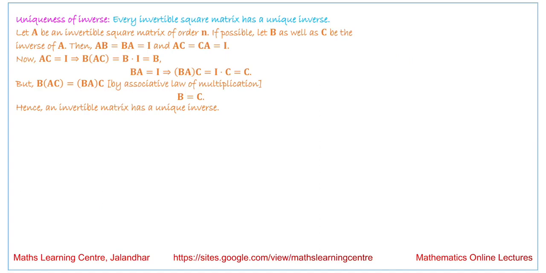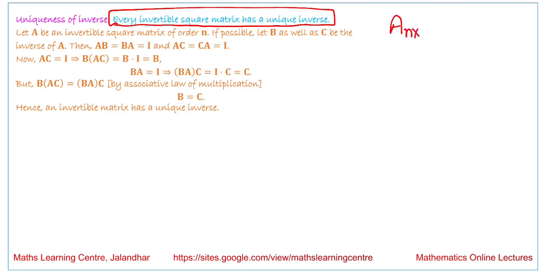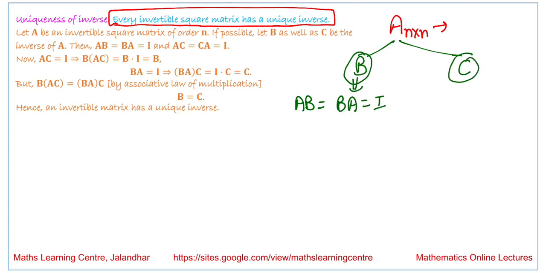Next, every invertible square matrix has a unique inverse. Suppose A is any matrix given to us, its order is n cross n, and let it be invertible. Invertible means its inverse exists. Now suppose that there are two inverses for A, one is B and one is C. If B is the inverse, this implies that AB is equal to BA, which is equal to I, and if C is the inverse, we have AC is equal to CA is equal to I.